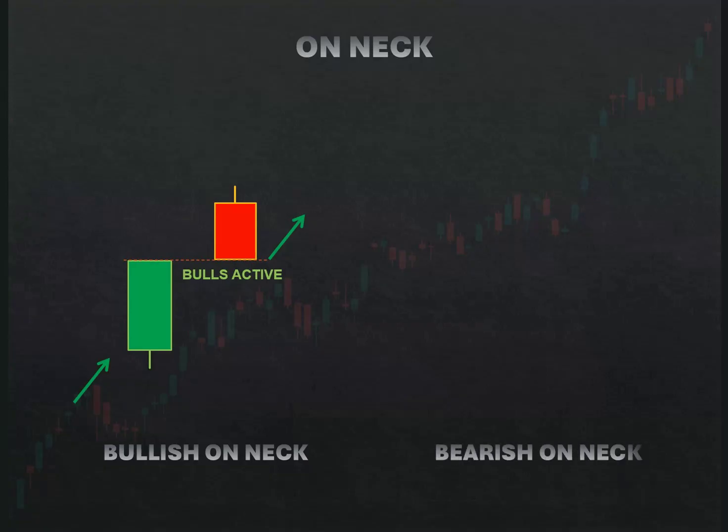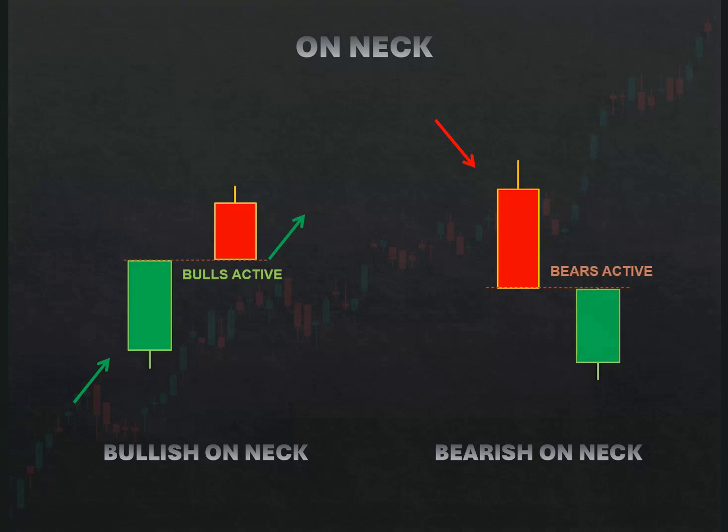For bearish on neck, during the first period, price continued the downtrend. The second period opened with a modest gap down, but price moved up, filled the gap, and closed at the same price as the first period. It shows the bears are still active on the closing of the earlier period of red candle closing.